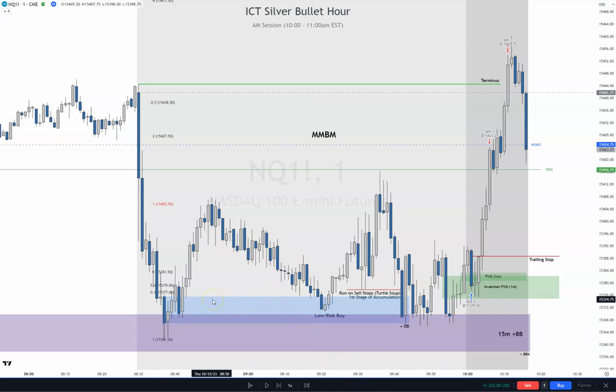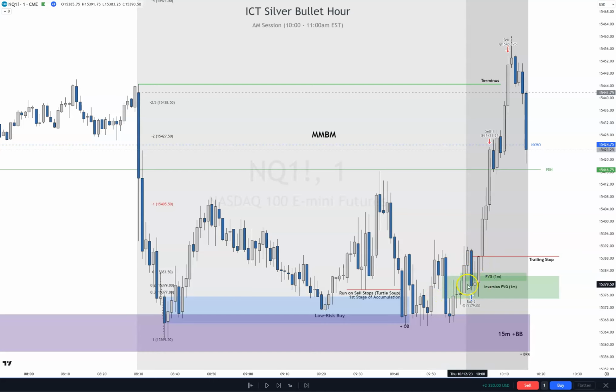In a market maker buy model, we want to have a low risk buy, which is usually optimal trade entry, testing an order block, things like that. Then we want to see a run on stops, which could have been these run on stops as well here, or the run on the low risk buy, run on stops. That's our turtle soup entry, which is usually the first stage of accumulation for the buy model, right? So you have the first stage 1. Stage 2 is where you want your silver bullet entry.